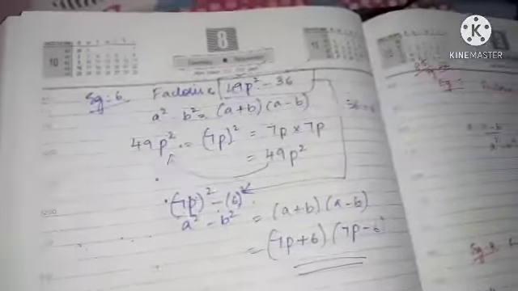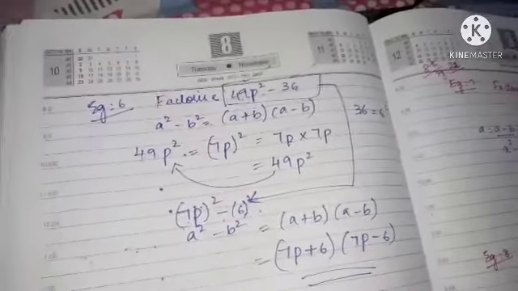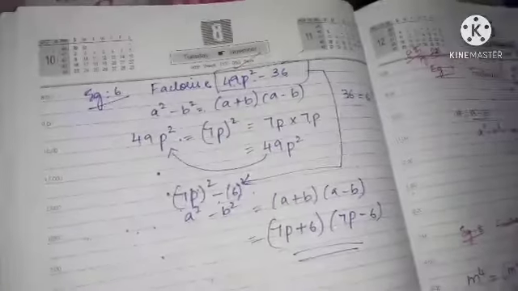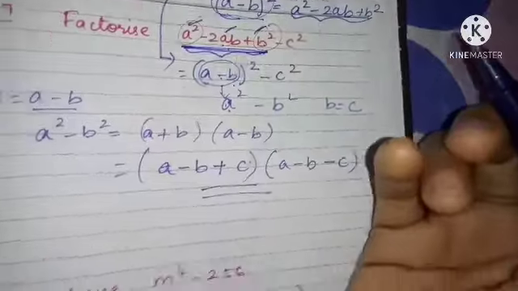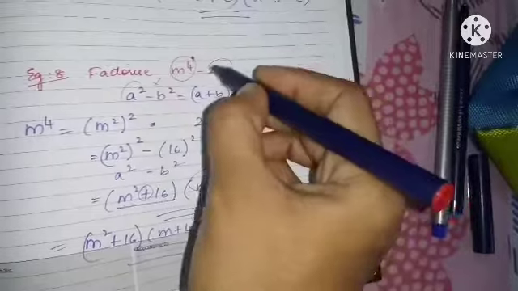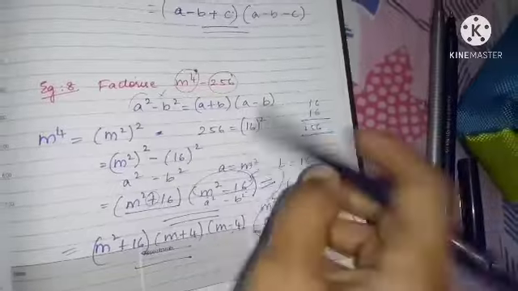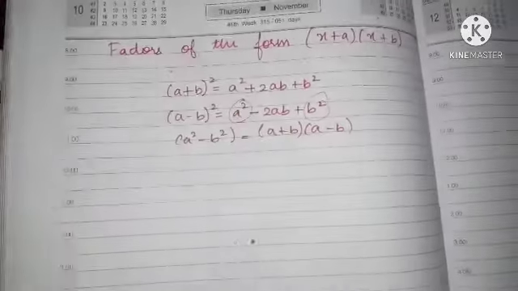But sometimes if the first one or last one is not a perfect square, what formula will you use? That is a concept. Okay, here the first and last are perfect squares, so I'm using the a minus b whole square formula. Here m power 4 can be written as m square the whole square. Then 256 can be written as 16 the whole square. If this is the case, you can use the identities. But sometimes if you get some other number, what will you do? That is our next concept.